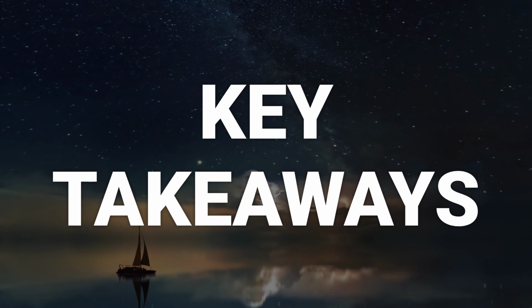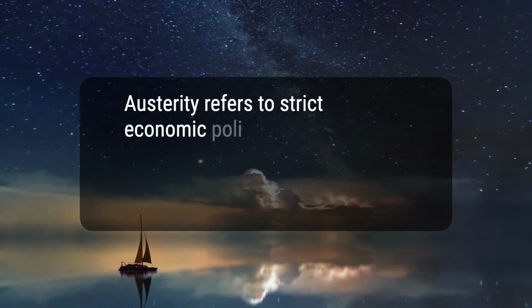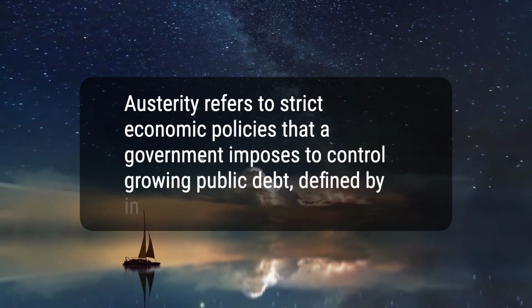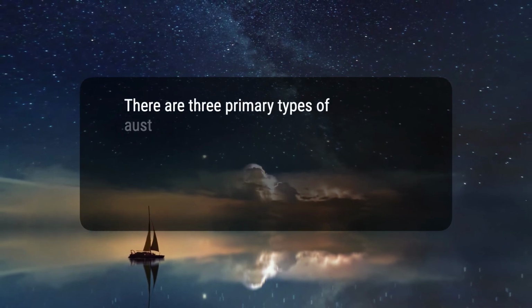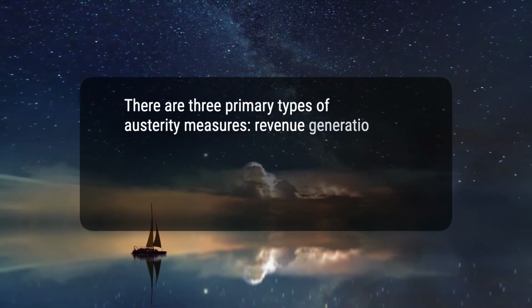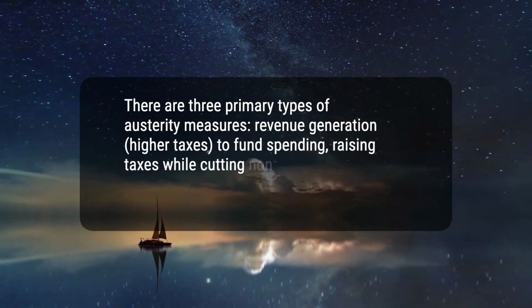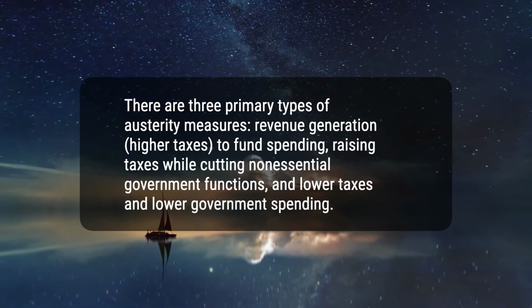Here are 4 key takeaways. 1. Austerity refers to strict economic policies that a government imposes to control growing public debt, defined by increased frugality. 2. There are 3 primary types of austerity measures: revenue generation, higher taxes, to fund spending; raising taxes while cutting non-essential government functions; and lower taxes and lower government spending.